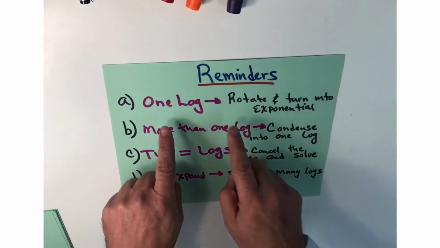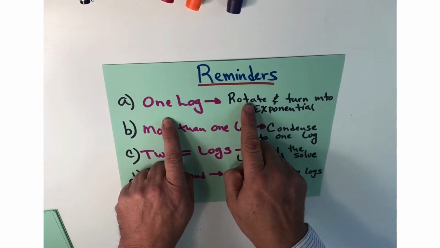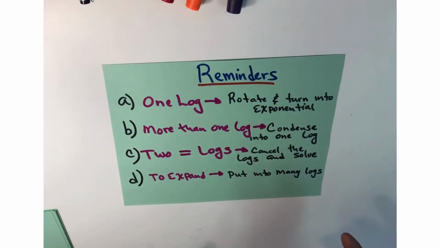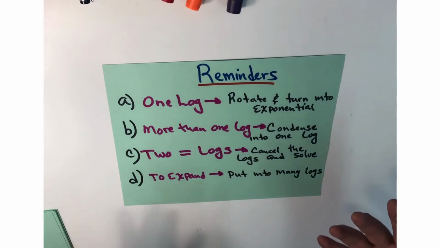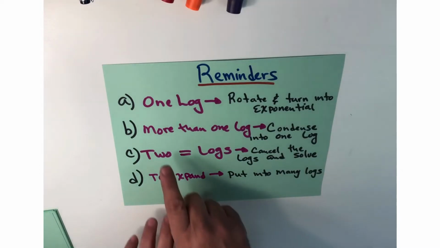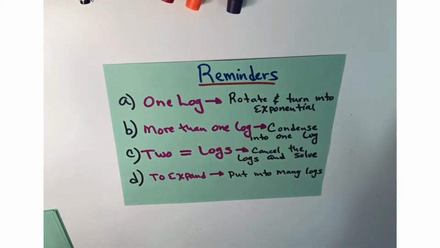Remember that when you have one log, you're always going to rotate and then turn it into an exponential. And if you can simplify it, you're going to simplify it. That's number 1. The second one here is that whenever you have more than one log, be it 2, 3, 4, 5, 6, you're going to condense them into one log and then simplify it if possible.